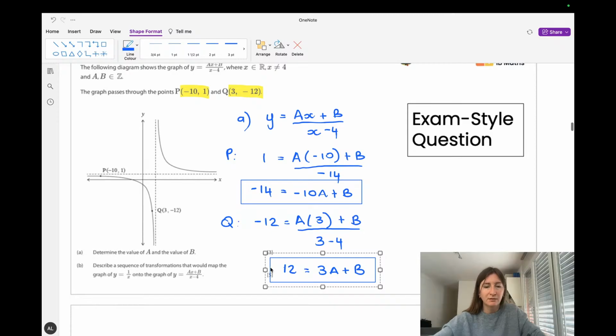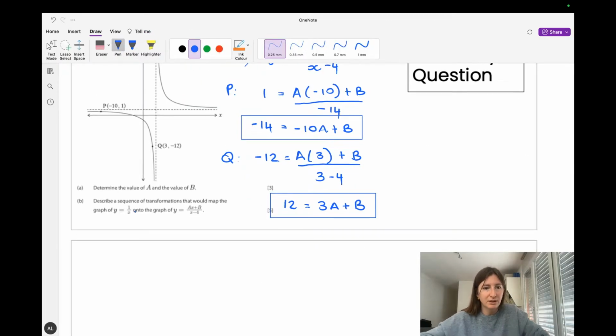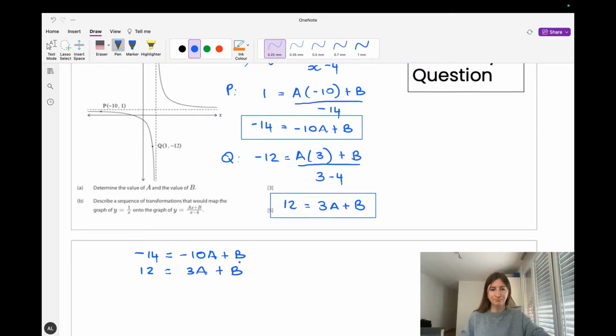There we go. Which I'm going to solve. So let's put them neatly together. We have minus 14 equals minus 10a plus b, and 12 equals 3a plus b. So the coefficients of my b are the same, so I can subtract either one of these to get rid of the b's. And what you should do, good practice, is to label it equation 1 and equation 2 and show your examiner what you're doing. So I think I'm going to do equation 2 minus equation 1.